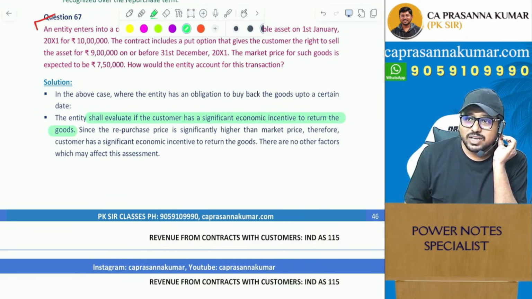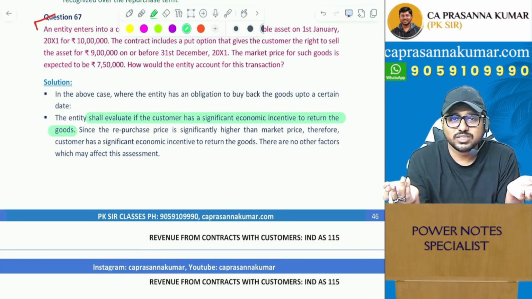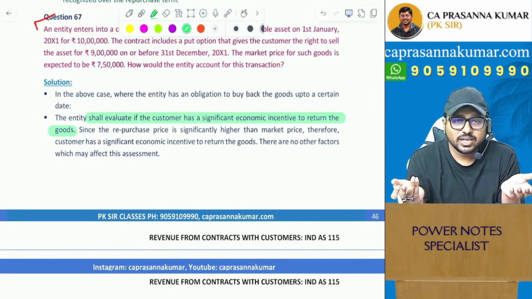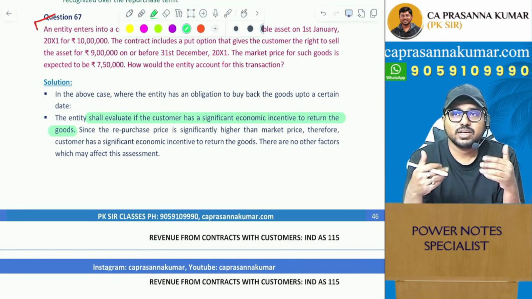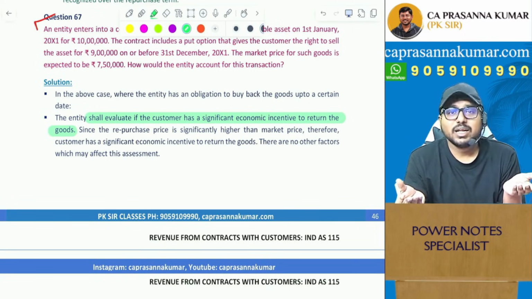Because the customer will exercise the option only when he has an incentive to return the goods. The logic is very simple. If there is no economic incentive, why would you exercise the option? You'll exercise the option only when it benefits you. Option benefiting you is nothing but economic incentive for you.